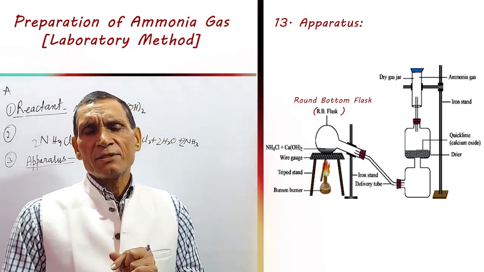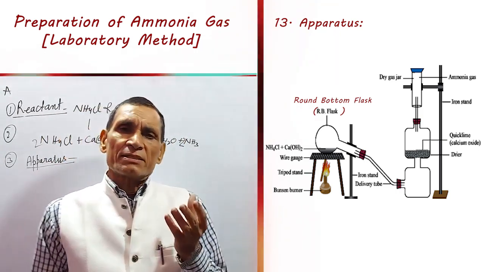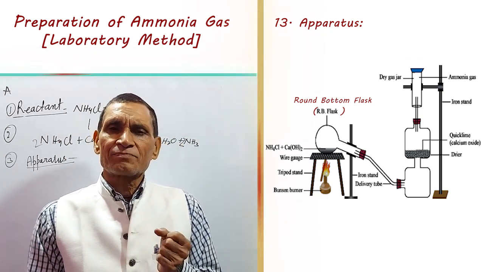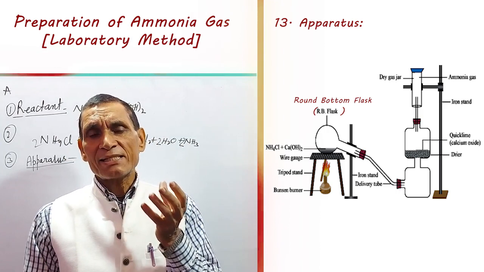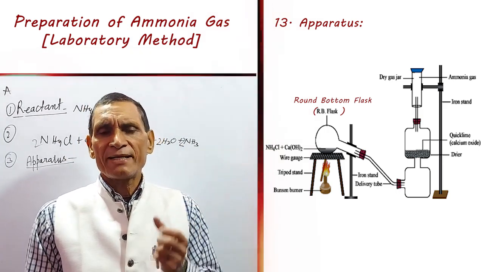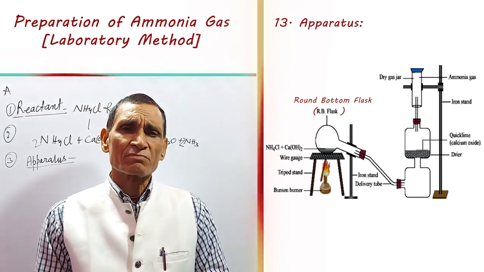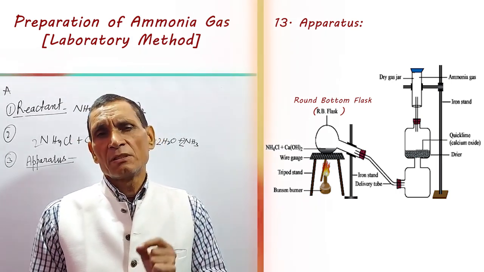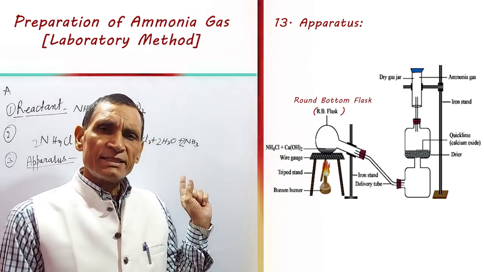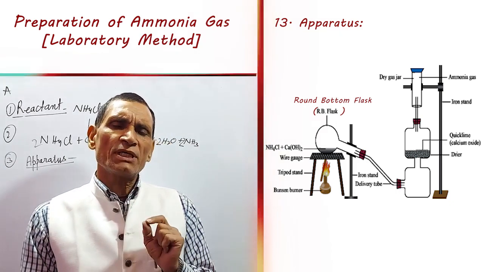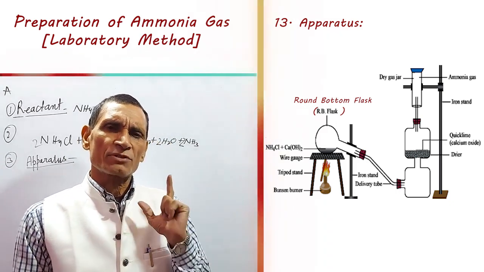Next point is procedure. Take a mixture of ammonium chloride and excess calcium hydroxide, finely ground and thoroughly mixed, in a round bottom flask and heat gently. When gently heated, there is formation of ammonia gas. Ammonia gas goes into the drying tower.